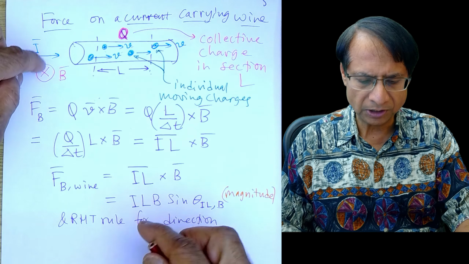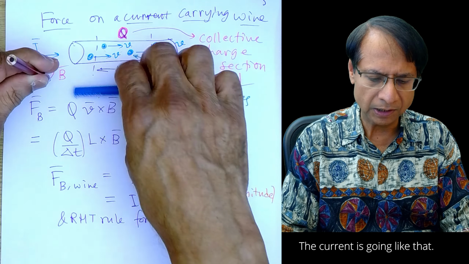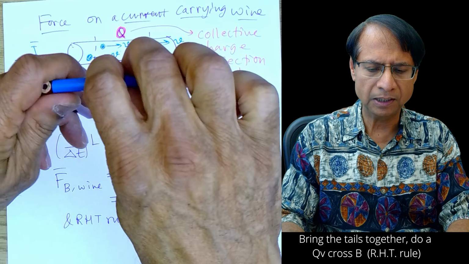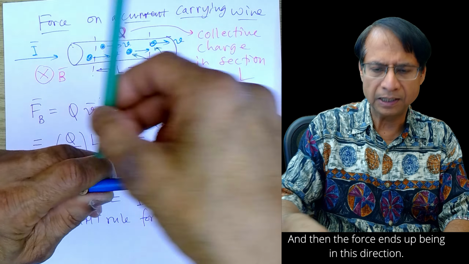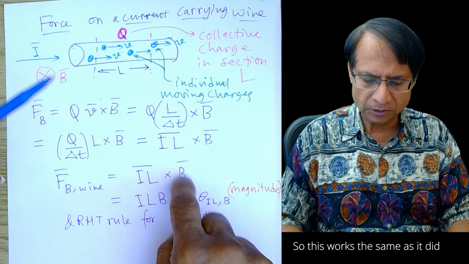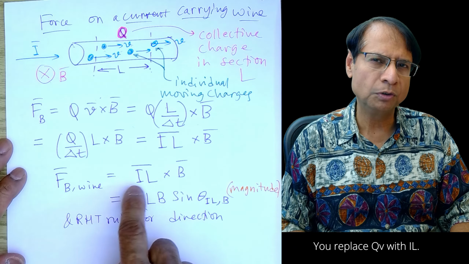It gives the direction. So in this case, the B is going like that. The current is going like that. Bring the tails together, do a QV cross B, and then the force ends up being in this direction. So this works the same as it did for the individual charge. You replace QV with IL.